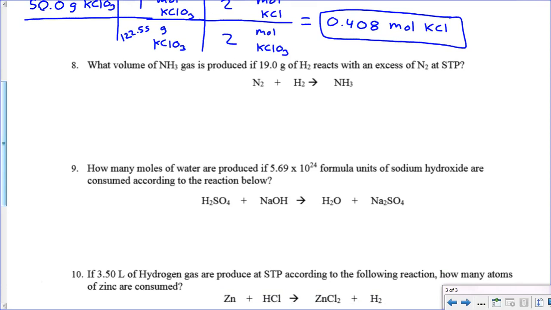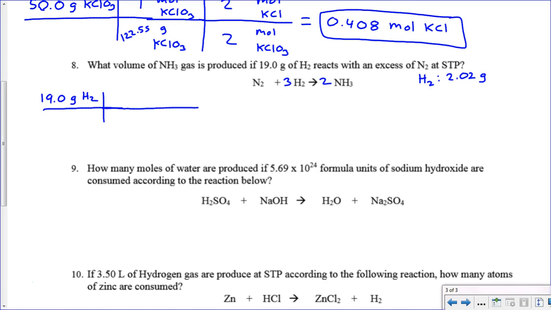So we're going to start here with balancing the chemical equation. We've got a 3 here, and we've got a 2 here. The next thing we need to do is find the molar mass of H2. It's just 2 times 1.01 from the periodic table, so that's 2.02 grams for molar mass of H2. Then we start with the number that's given in the problem, so 19.0 grams of H2.